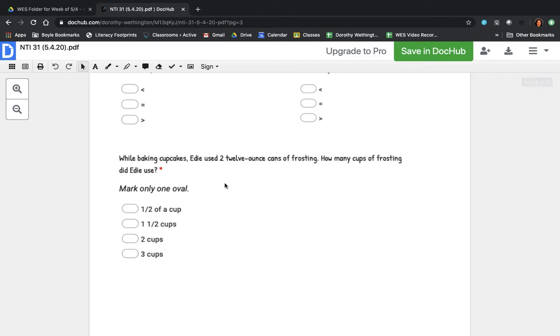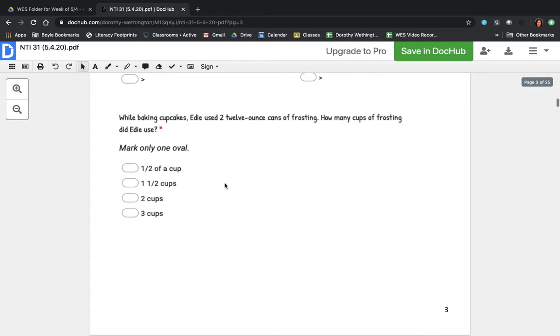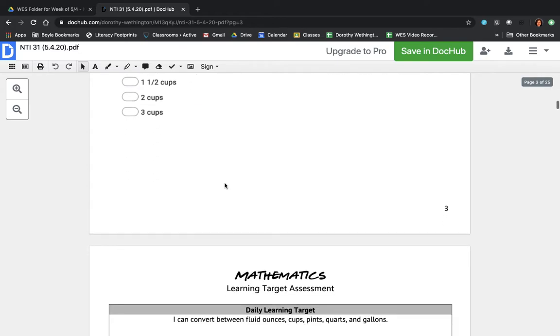While baking cupcakes, Edie used 2 12-ounce cans of frosting. How many cups of frosting did Edie use? 1/2 of a cup, 1.5 cups, 2 cups, or 3 cups?